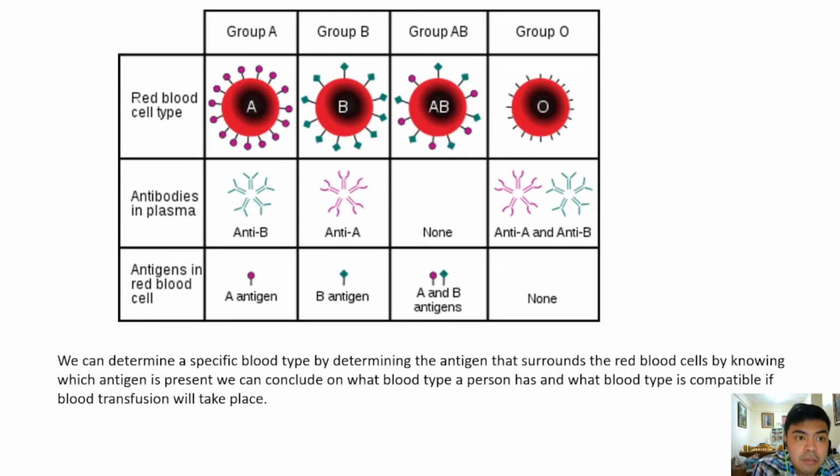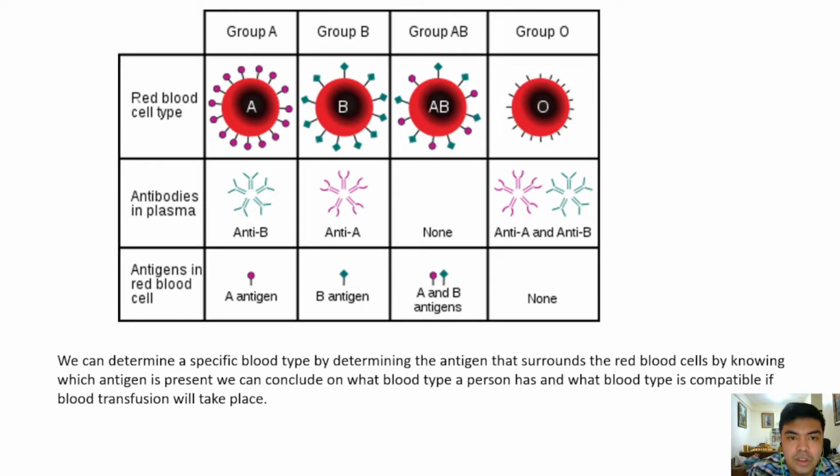In determining a blood type, we can simply know what antigen is present on the surface of the red blood cells. If we have an A antigen, we can conclude that we have an A blood type. If we have B antigens, we can determine that it is a B blood type. If we have AB antigens, we can determine it's an AB blood type. And if there are no antigens present on the surface, we can consider it an O blood type.